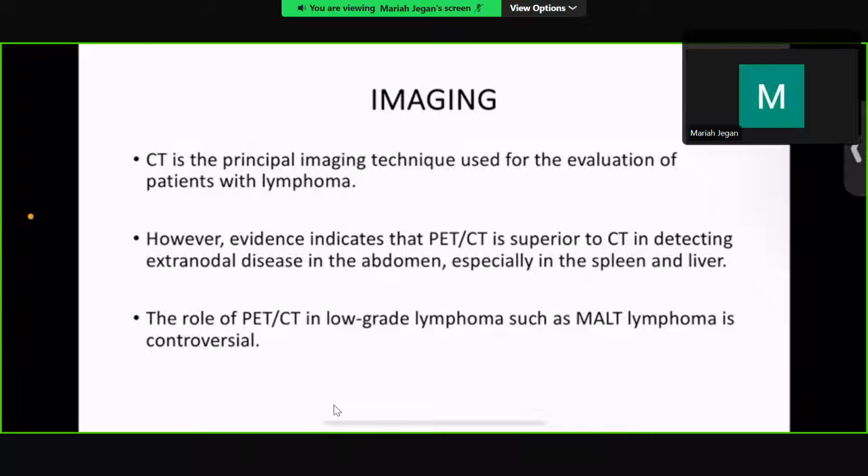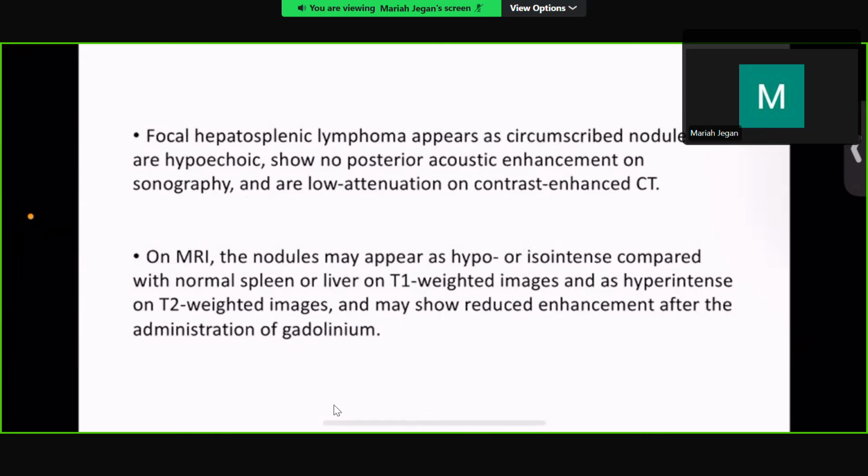Liver and spleen. The spleen and liver are involved in 20 to 40% and in up to 15% of patients with lymphoma. The patterns of involvement include diffuse infiltration with or without organomegaly and focal nodules. FDG PET-CT is more accurate than other cross-sectional techniques. Focal hepatosplenic lymphoma appears as circumscribed nodules that are hypoechoic, showing no posterior acoustic enhancement.